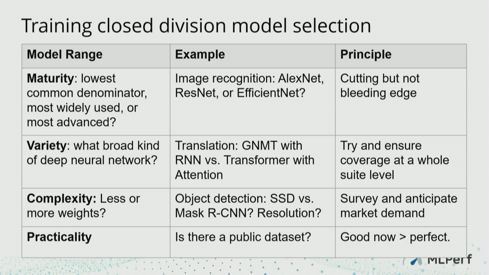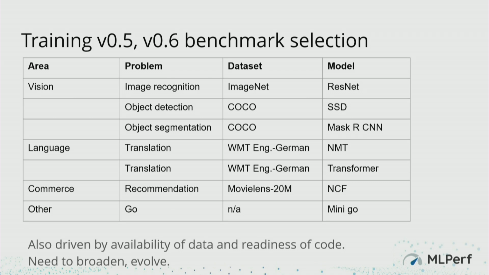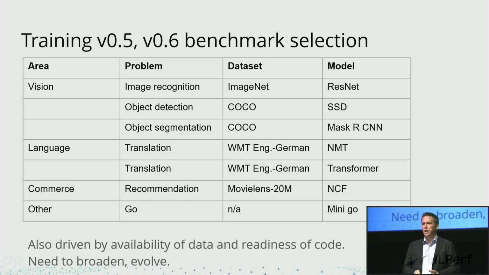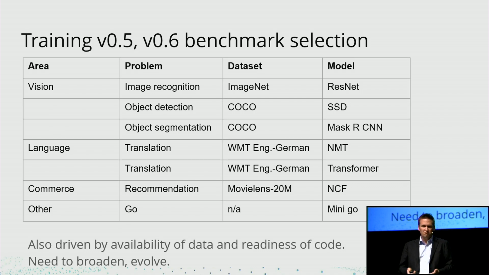At MLPerf, we believe in agile benchmarking. So this is the set of training tasks we started with: 3 vision tasks, 2 translation tasks, a recommendation model, and Minigo. This is a reasonable set, but it's just a starting point. We plan to broaden and evolve this.